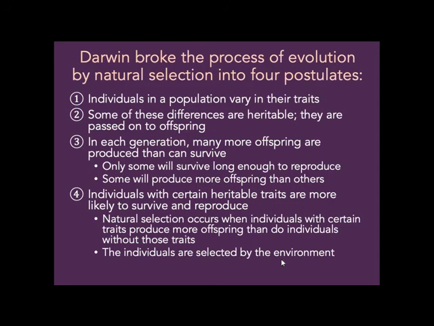Okay, and so the word selected is kind of a reference to the idea that the environment is choosing which individuals survive and which individuals die, right? The individuals that have the characteristics to survive in the environment are selected, and the other ones die. This is kind of a term like artificial selection. So in artificial selection, people are choosing which individuals live and die, but in natural selection, the environment is choosing who lives and who dies, okay?